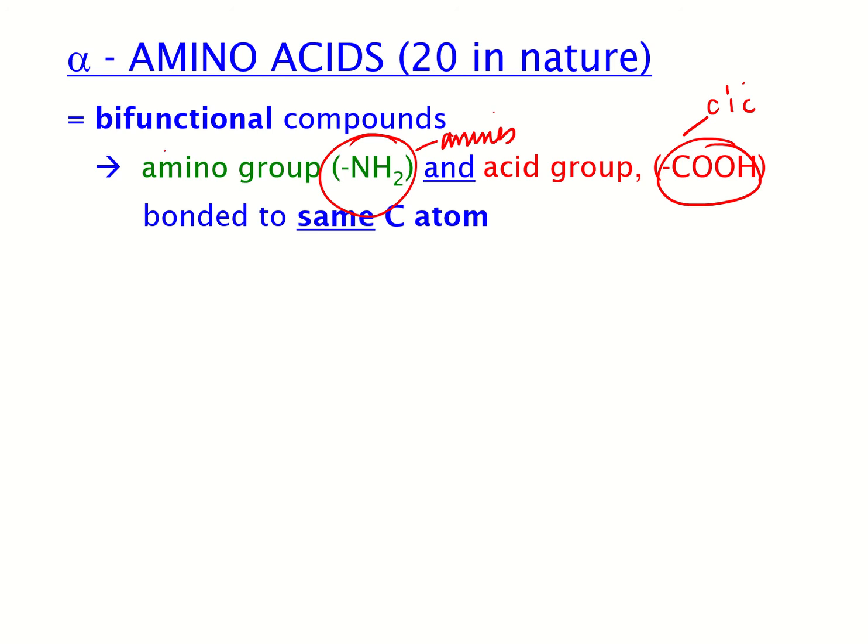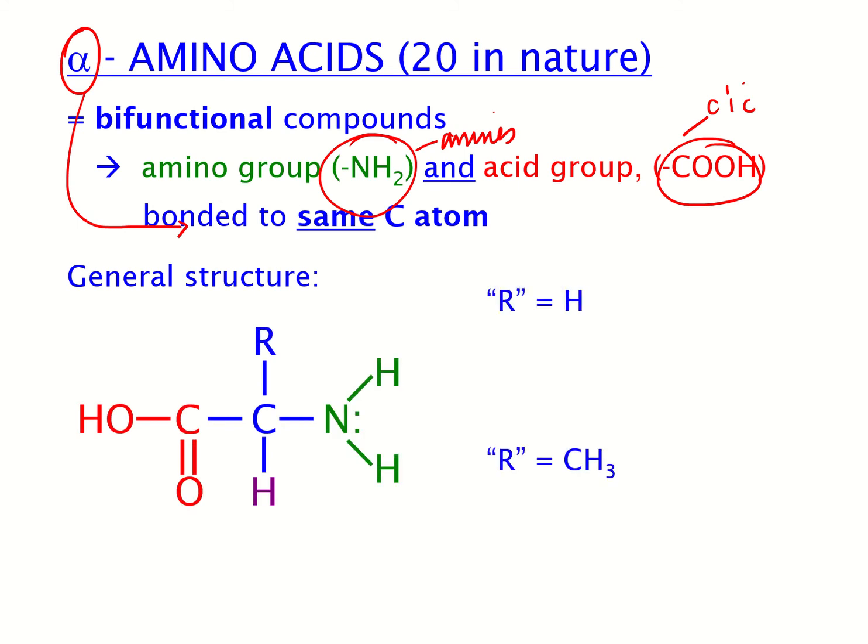The key thing about an alpha amino acid is that these two functional groups have to be bonded to the same carbon atom. There are beta amino acids. They're not naturally occurring and they don't make up proteins. In them, the two functional groups are separated by one carbon, so they're not bonded to the same one. The general structure of all amino acids is as so. This carbon here is our alpha carbon, and it's the R group that changes between one amino acid and another to give it its different properties.